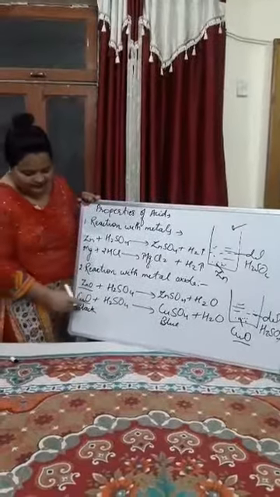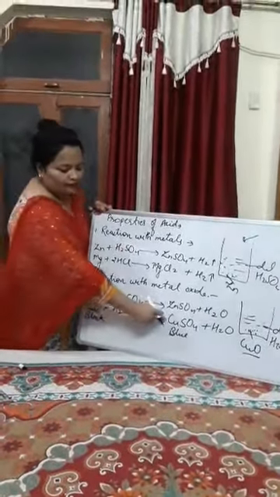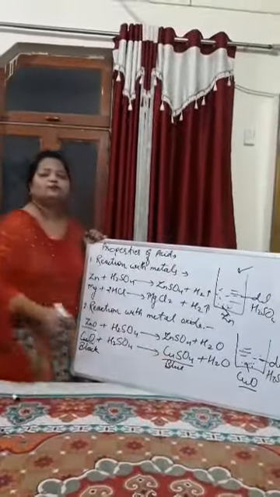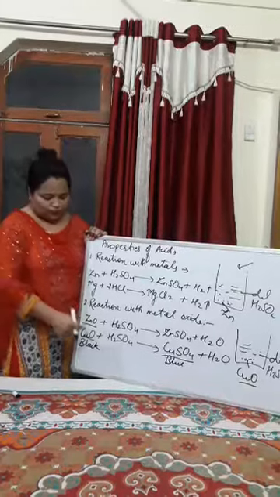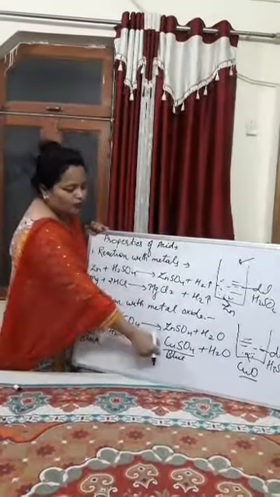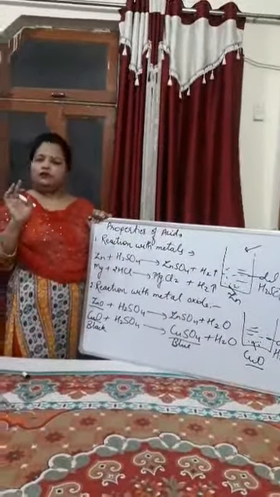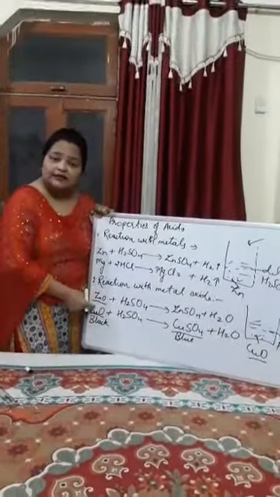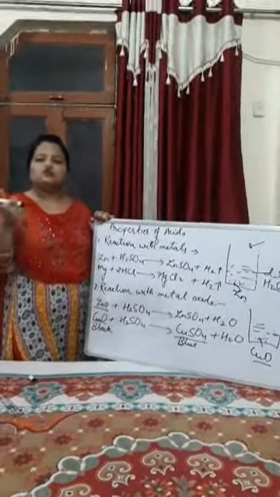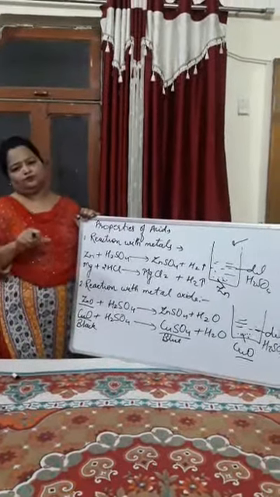Why? Because when this reaction takes place, copper oxide reacts with H2SO4. It forms CuSO4 and H2O. So this CuSO4 is actually a blue color salt. So when copper oxide reacts with this acid, it forms salt and water, and the solution turns blue. Okay, so what you will write here: because metallic oxides are basic in nature, when they react with acid, they form salt and water.